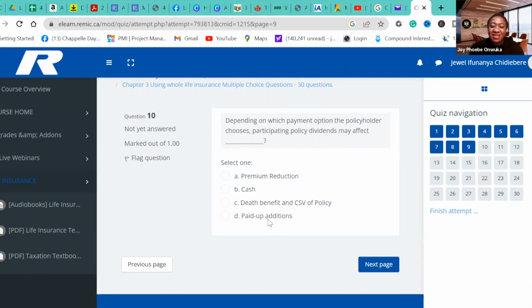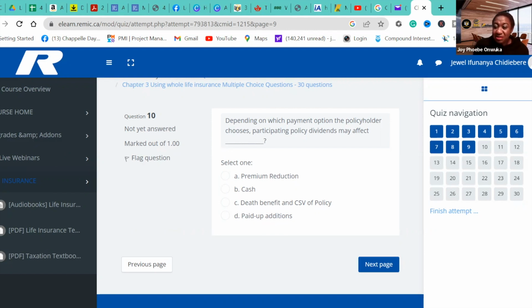All right. Question number 10. Depending on which payment option the policyholder chooses, participating policy dividends may affect the following. A, premium reduction; cash; death benefit and cash surrender value of policy; paid up addition. Everything they mention here has something good about participating. They say depending on which payment option the policyholder chooses.